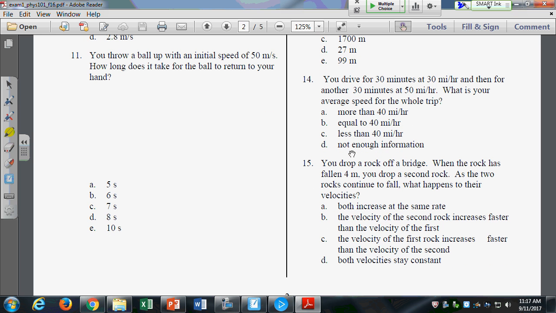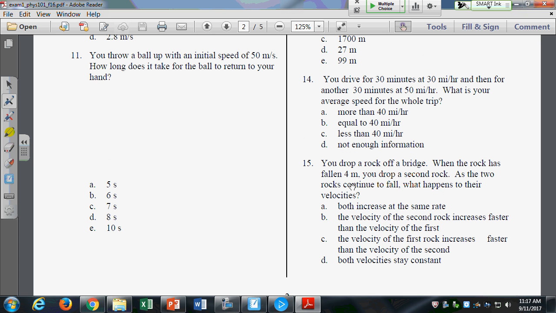Okay. You will have a freefall problem. So you'll have one where you throw something up and it comes back down and you have to tell me something. Or you drop something and you have to tell me something about that motion. So, for example, here, number 11, you throw a ball up with an initial speed of 50 meters per second. How long does it take for the ball to return to your hand?